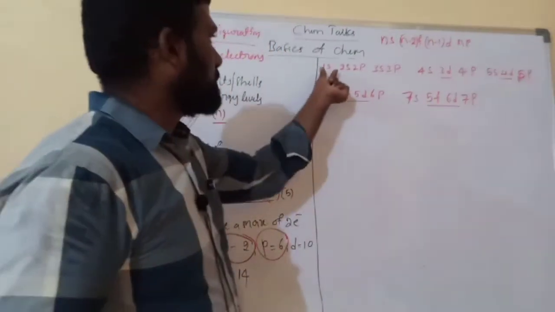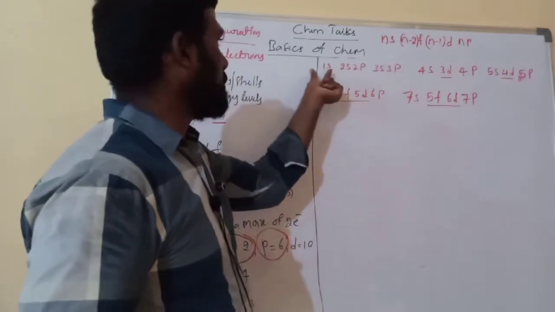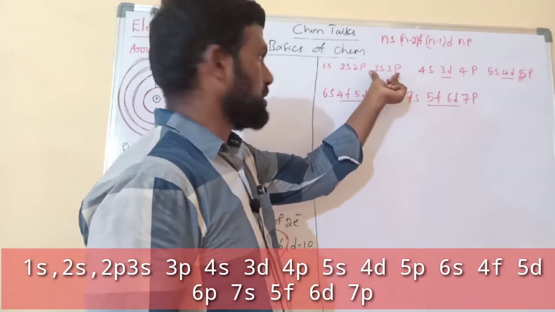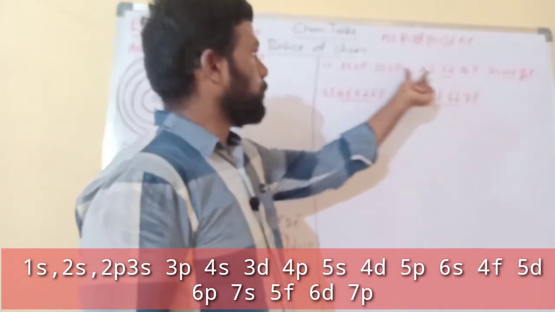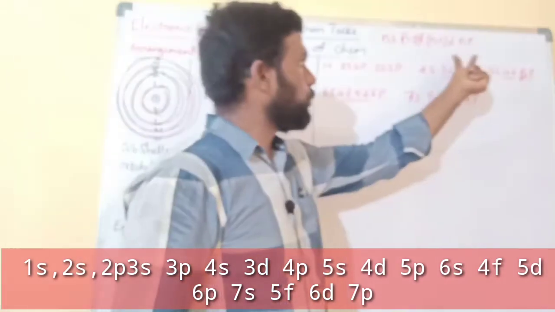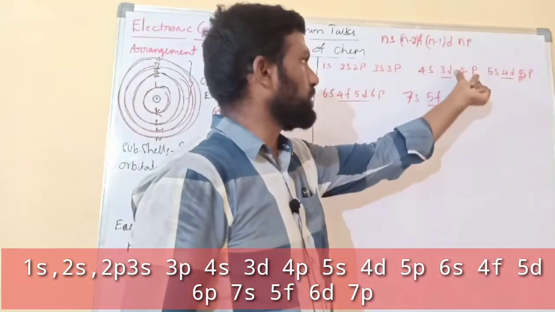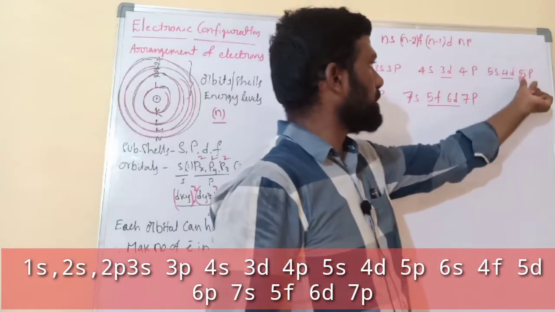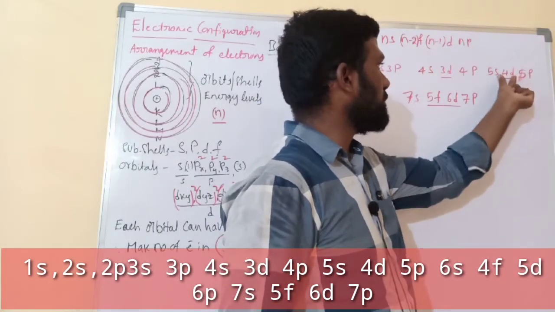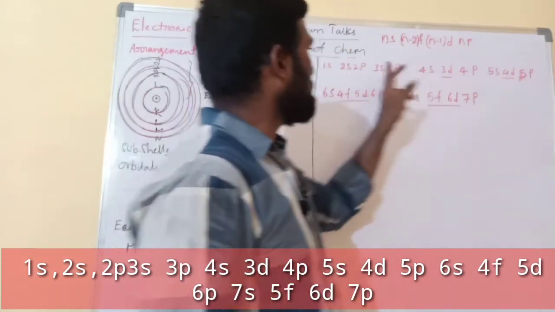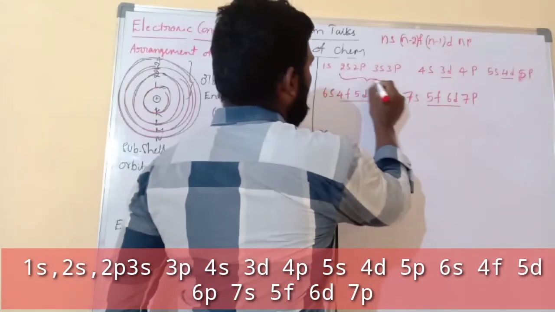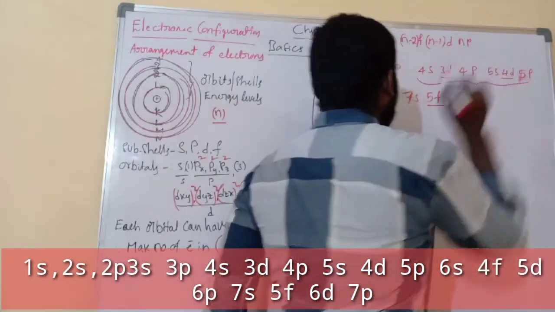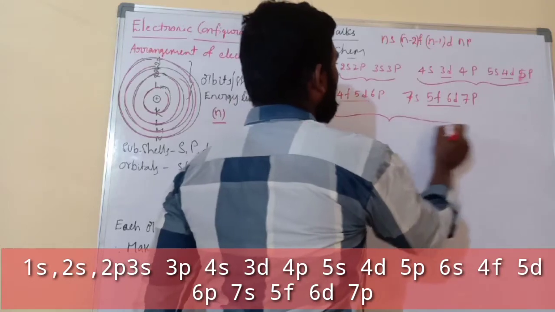So here, I am just reading the sequence: 1s, 2s, 2p, 3s, 3p, 4s, 4p. Between 4s and 4p there is a 3d. Next, 5s, 5p. In between 5s and 5p there is a 4d. So here these two seem to be similar, these two seem to be similar, and again these two seem to be similar.